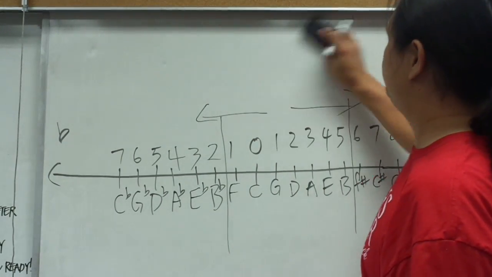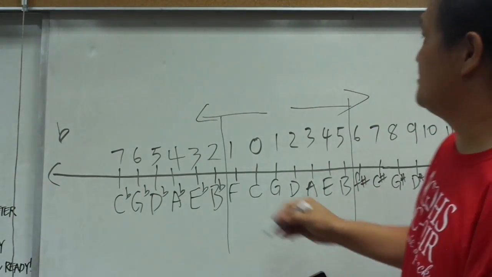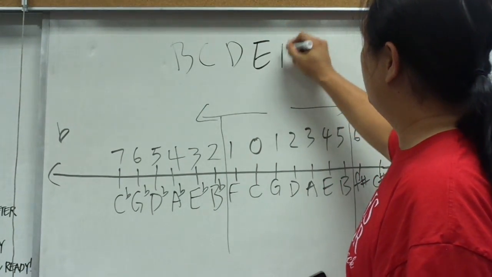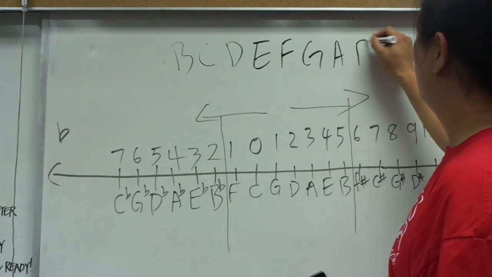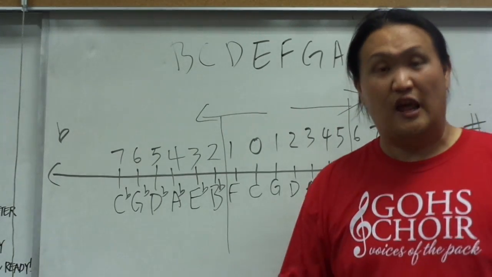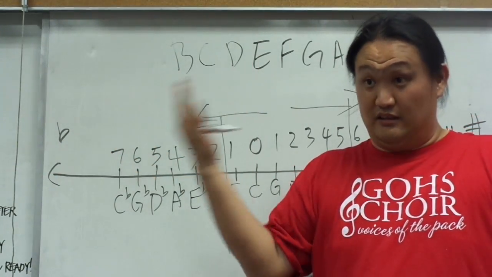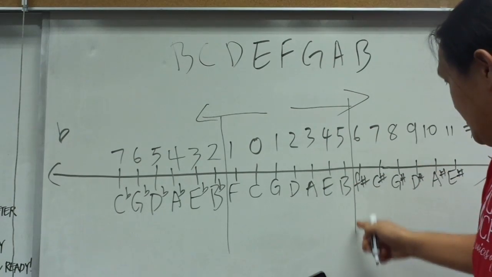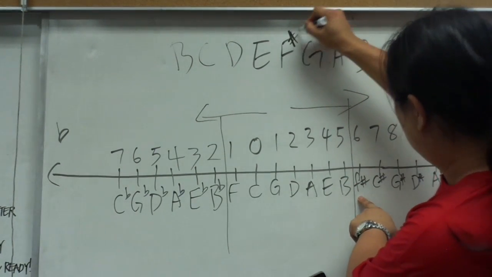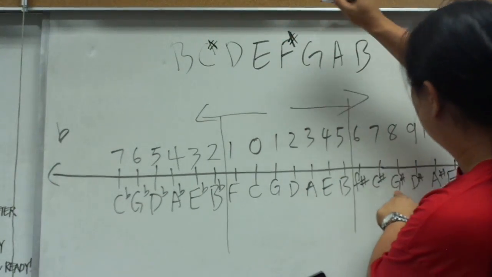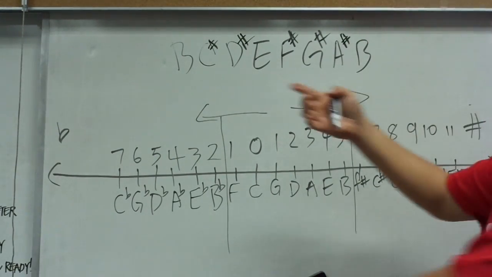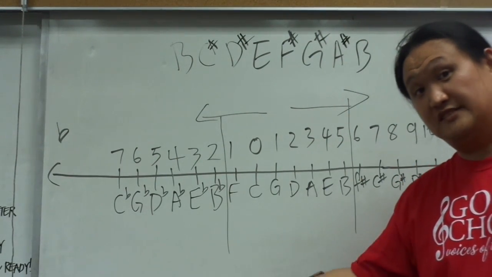If I want a B major scale, B, C, D, E, F, G, A, B, I know that I need 5 sharps. Where are those 5 sharps? Let's figure it out. Again, we start from this line. 1, 2, 3, 4, 5. F sharp, C sharp, G sharp, D sharp, A sharp, B major scale. It's that simple.